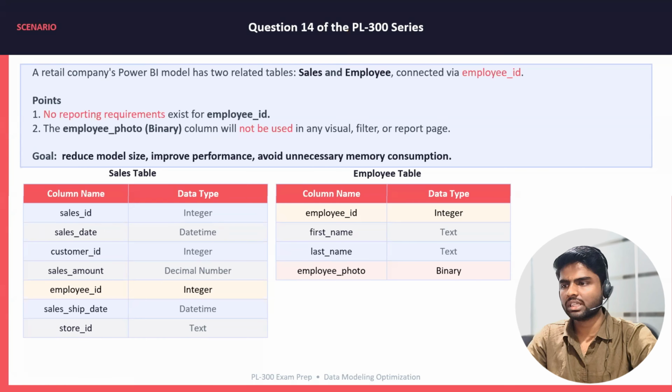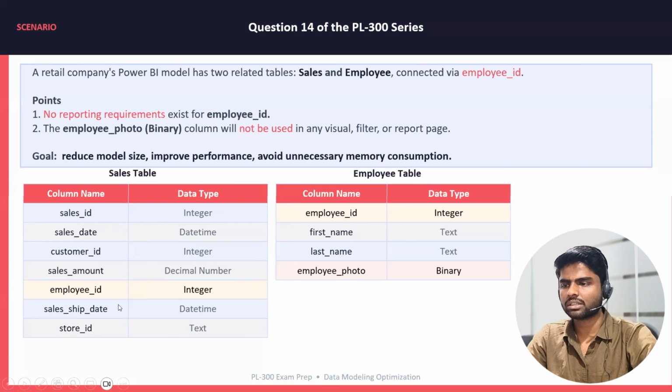The first point they have given us in the scenario is that no reporting requirements exist for the employee ID column. The second point is that the employee photo, which is a binary column, will not be used in any visual, any filter, or any reporting page. And now the goal is to reduce the model size, to improve the performance of the model, and avoid unnecessary memory consumption.